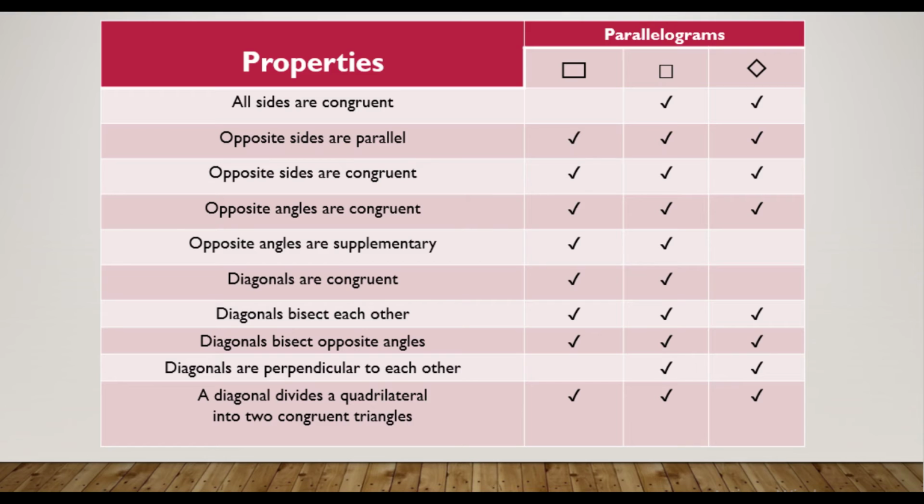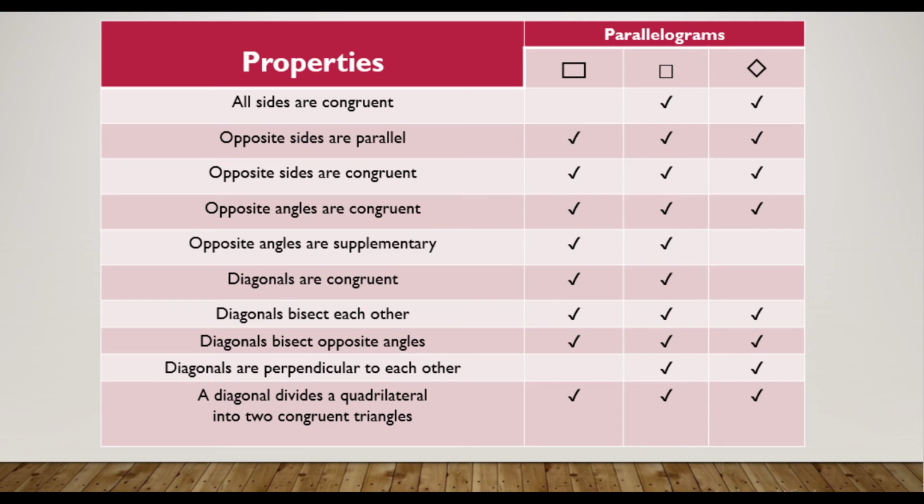All sides are congruent. Only the square and the rhombus qualify for this property. We all know that the perimeter of the square is 4s. All 4 sides are congruent. The same goes for rhombus, where all 4 sides are congruent. The rectangle is a type of parallelogram where the length and the width have different measures, so it is not the same as the square and the rhombus, where all 4 sides are congruent. So in this row, for the first property, we will only put 2 check marks for the square and the rhombus.